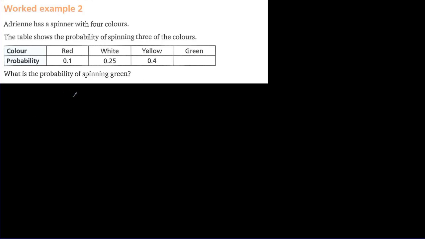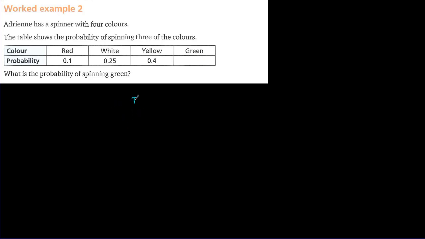Here there is a question about mutually exclusive events, all possible outcomes. Adrian has a spinner with 4 colors. The table shows the probability of spinning 3 of the colors. So what is the probability of the green? Here we are going to understand this one.